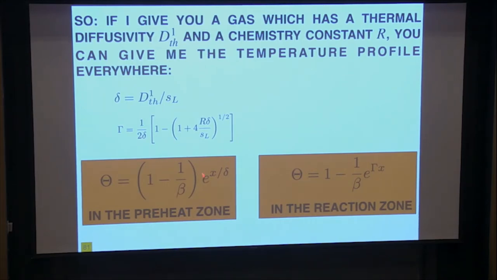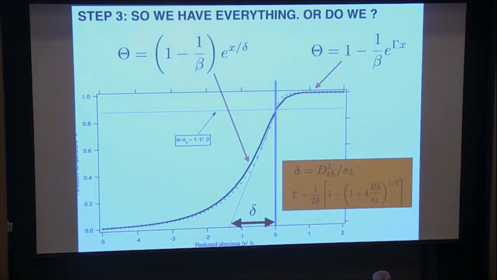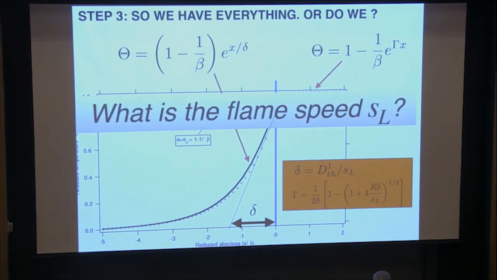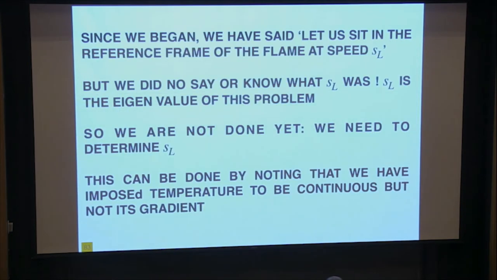I know the shape of the temperature in the preheat zone, and I have also found the temperature in the reaction zone. So you could say, I'm done, okay? But there's a trick here that I didn't tell you, and that's the following. What's the flame speed? From day one, when we started this demo, I told you, let's sit in the reference frame of the flame. But you don't know what the flame speed is for the moment. And so that means we haven't finished the problem yet. I've said that we used SL, but we don't know SL yet.